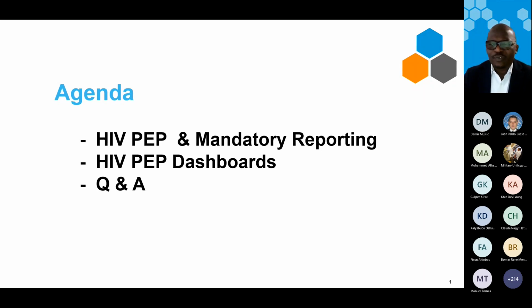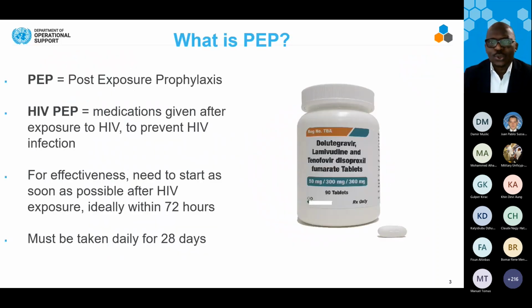So I will go briefly to give us some basic information about HIV PEP. What is PEP? PEP is post-exposure prophylaxis. And what is HIV PEP? Because we have PEP for some other conditions apart from HIV, you cannot just use the term PEP alone. That's why we're using HIV PEP. HIV PEP is medication given after exposure to the HIV virus, and the main reason for giving this medication is to prevent the development of HIV infection in the exposed individual.